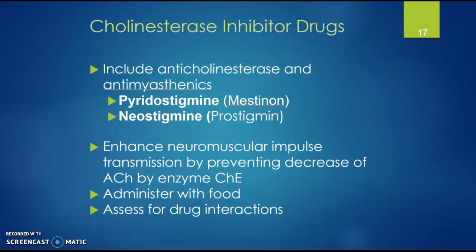So the other drugs that may be given are some of these that are listed, like Mestinon or Prostigmin. They are considered anticholinesterase and anti-myasthenics, and they work in different ways, but essentially they're optimizing the neuromuscular impulse transmission by preventing the breakdown of acetylcholine by the enzyme cholinesterase that really is meant to be there to take up part of it.